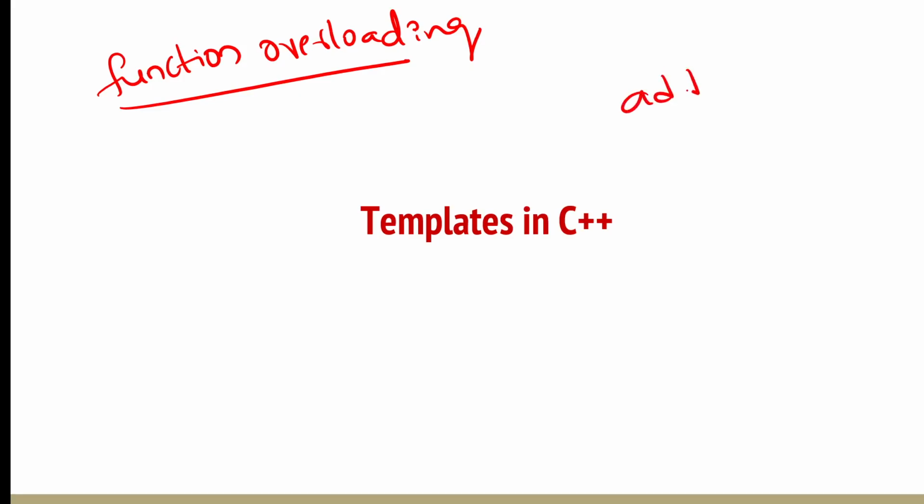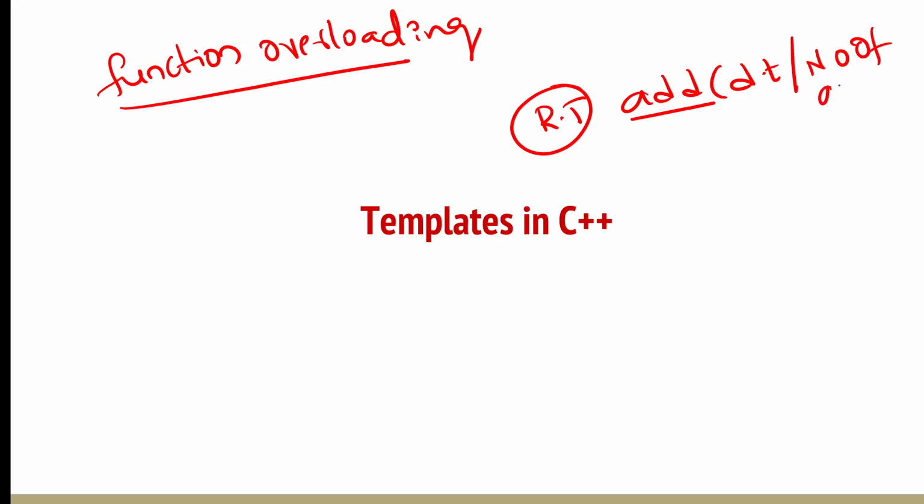I want to call a function add. Function overloading says that we can have the same function name, but they should differ in the return type, or the data type of arguments, or the number of arguments. Meaning, I can have a function like this: int add with int comma int.